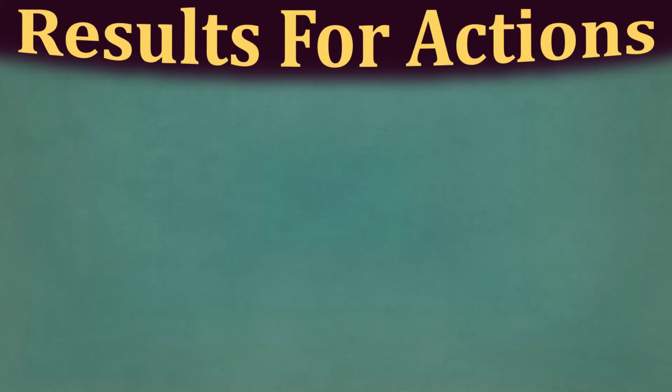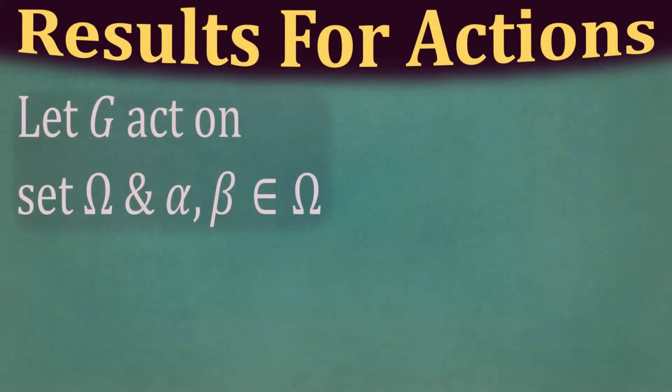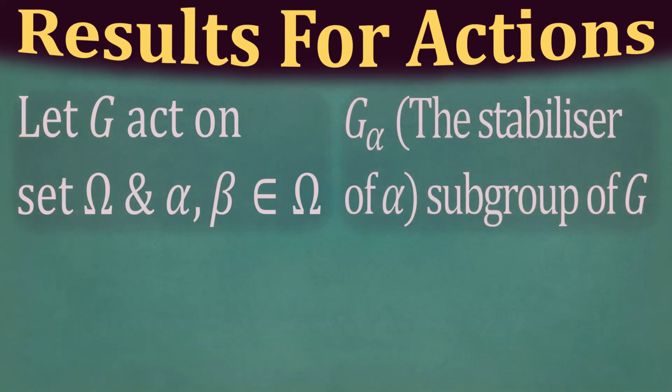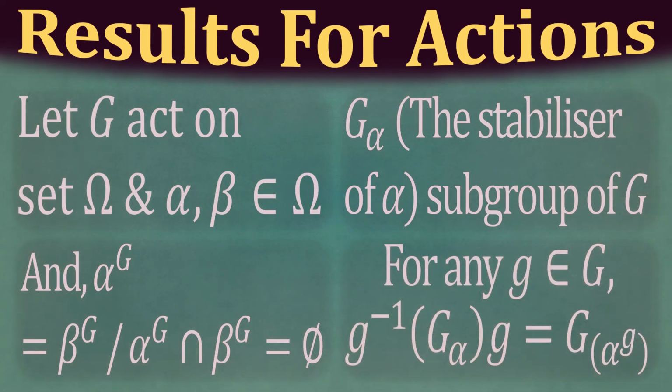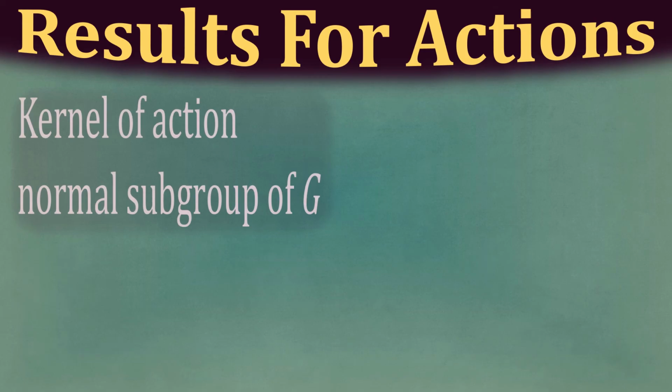Now, let's discuss some results for actions. Let G act on a set omega, and let alpha and beta be in omega. Then G sub alpha, the stabilizer of alpha, is a subgroup of G, and we have that alpha to the G equals beta to the G, or alpha to the G intersect beta to the G is equal to the empty set. For any g in G, we have that g inverse times G sub alpha times g is equal to G sub alpha to the g. Also, the kernel of the action is a normal subgroup of G, as is the kernel of the corresponding homomorphism from G to the symmetric group on omega.